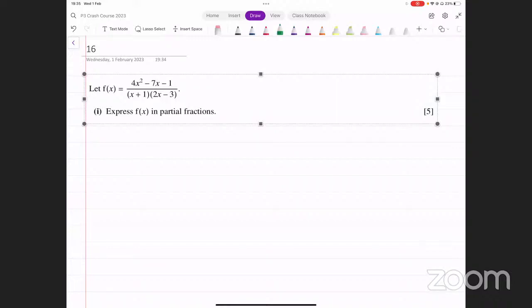Let's first figure out whether it's a proper fraction or an improper fraction. Look at the numerator. In the numerator, the highest power is 2. In the denominator, what about the highest power? x into 2x gives you x squared. So the highest power in the denominator is also 2. So what type of fraction is this? This is an improper fraction.